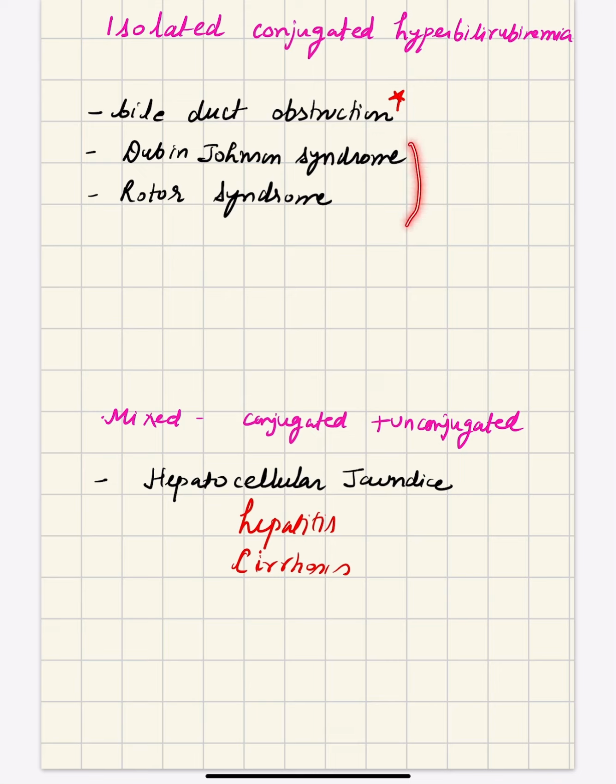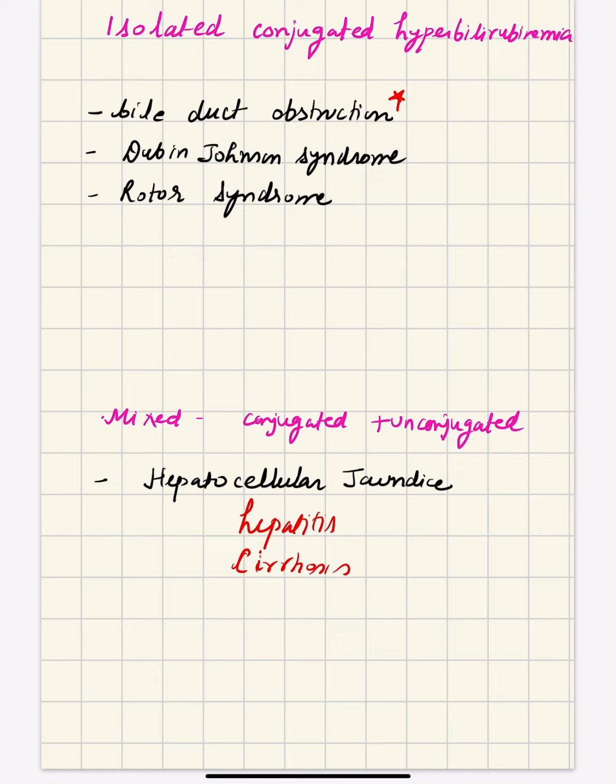And again, Dubin-Johnson and Rotor syndrome, where there is a defect in the transport of the conjugated bilirubin. So again, there is stasis of the bile and that spills over into the blood. So there is conjugated bilirubin which is increased in the serum. This is the condition where we will find a large fraction of conjugated bilirubin in the blood.